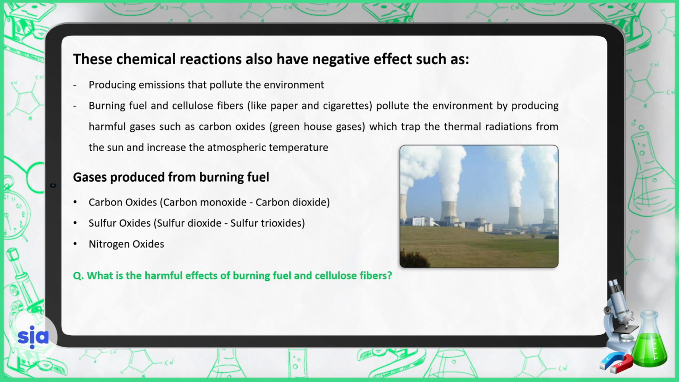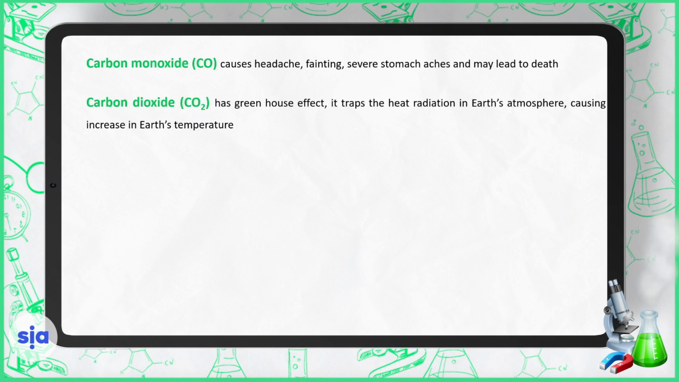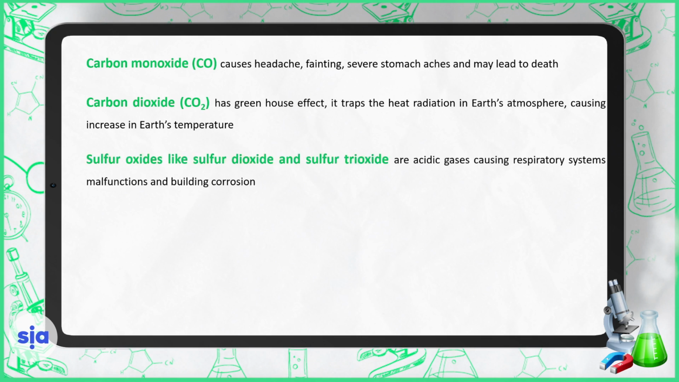Now, what are the harmful effects of burning fuel and cellulose fibers? Pollution and lung cancer. Carbon monoxide gas can cause headache, fainting, severe stomach aches, and may lead to death. Carbon dioxide gas has a greenhouse effect. It traps the heat radiation in Earth's atmosphere, causing an increase in Earth's temperature. Sulfur oxides like sulfur dioxide and sulfur trioxide are acidic gases, causing respiratory system malfunction and building corrosion.